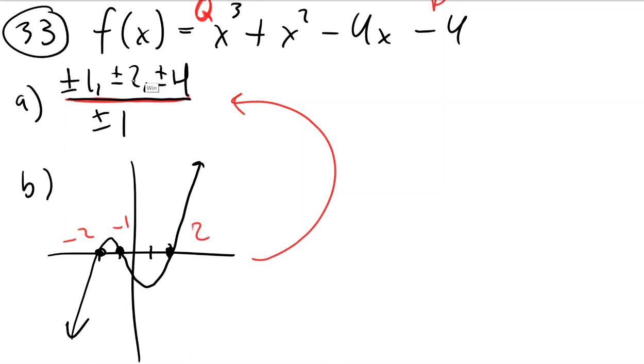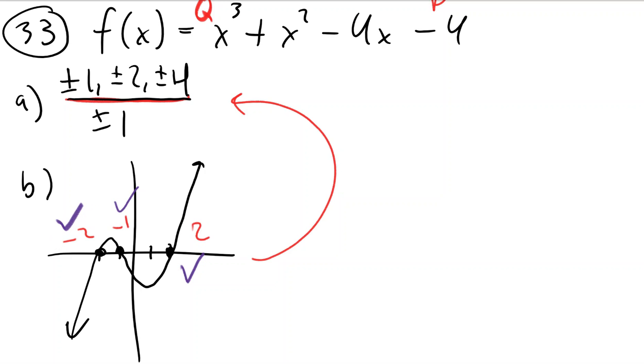This is only a third degree. There's no way it has that many zeros. But for the nice whole number, rational numbers, it has to be in that list. So +2 over +1 is in the list. -1 over +1 is in the list, and -2 over +1 is in the list.